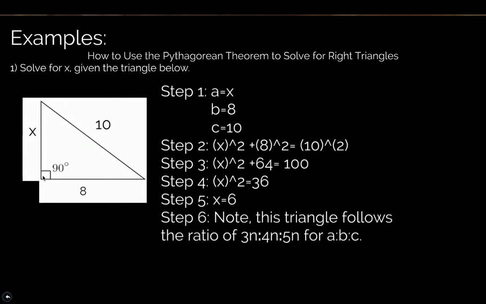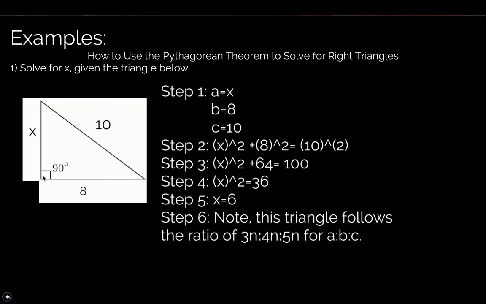Alright, so this is our first example of how to use the Pythagorean theorem to solve for right triangles. Solve for x given the triangle below. So our first step is to analyze what we have. We know that a is equal to x, b is equal to 8, and c is equal to 10. Step 2 is x squared plus 8 squared equals 10 squared. So essentially we plugged our numbers into the formula.